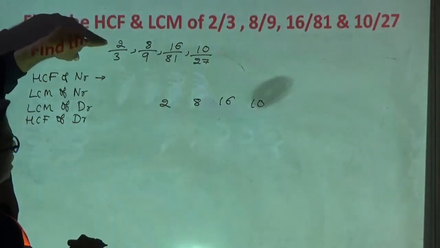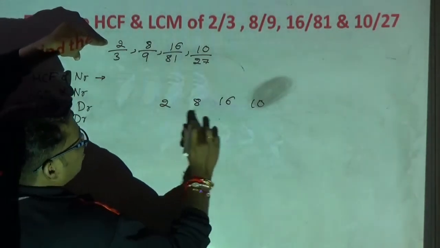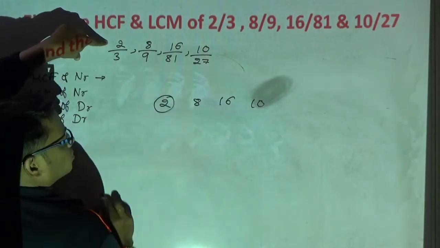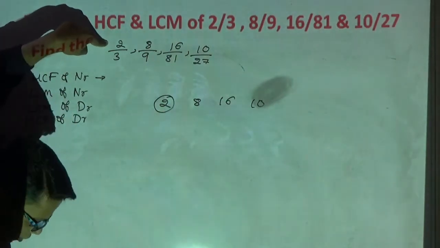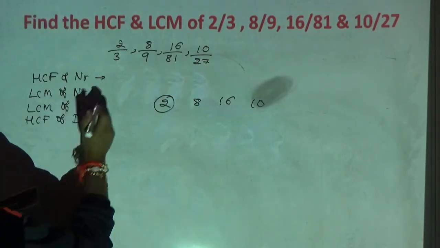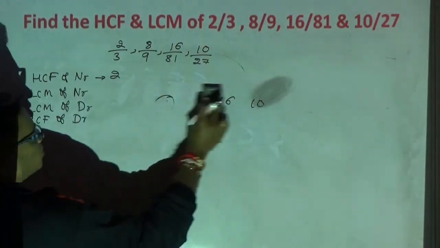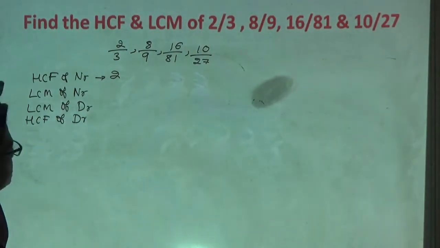I want to find the HCF. How to find the HCF? Which is the smallest number among all these? 2. I can divide all these by 2. Yes, I can divide. Therefore the HCF of the numerators is 2. HCF is 2. I will write it here.